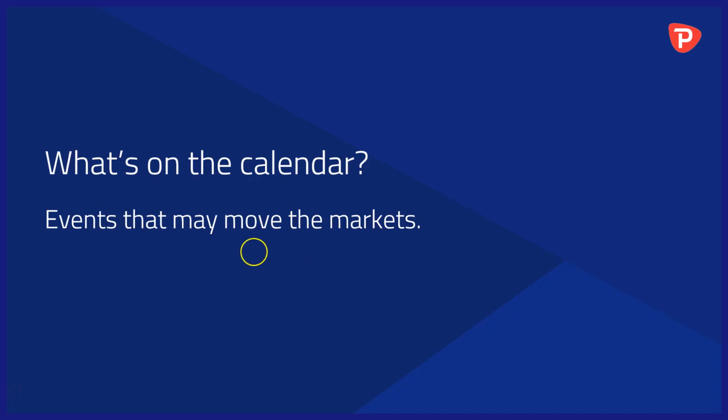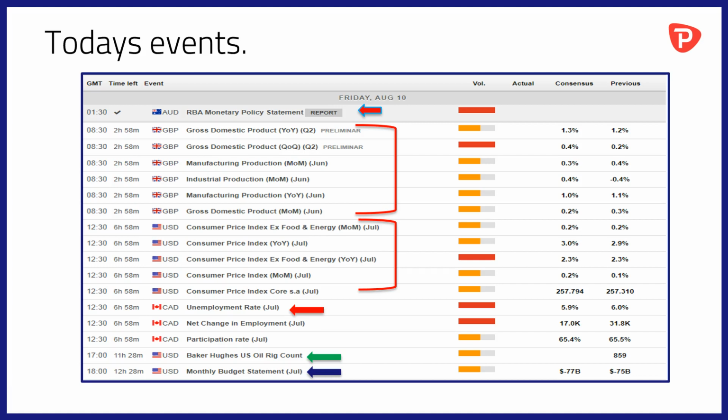Okay then, having seen those significant moves, let's see what's on the calendar today, what events may move the markets further. Quite a busy calendar today. We've already had the Reserve Bank of Australia's monetary policy statement from its last meeting. We'll look at that in a bit more detail momentarily. To come, the highlight of this morning's data, gross domestic product for Q2 out of the UK, and that'll be accompanied by manufacturing production data for the month of June. That's all at 8:30.